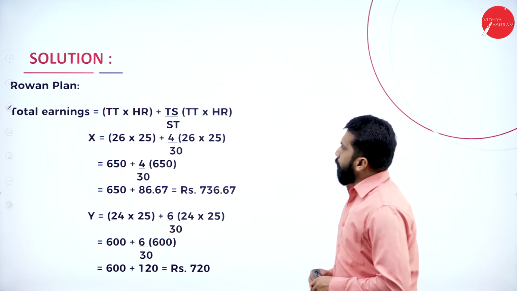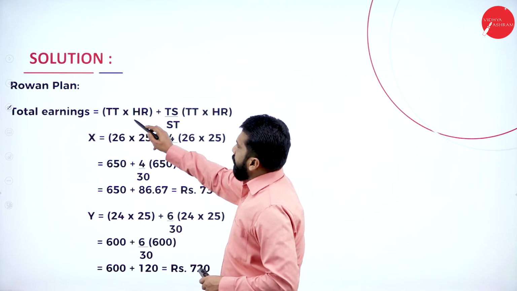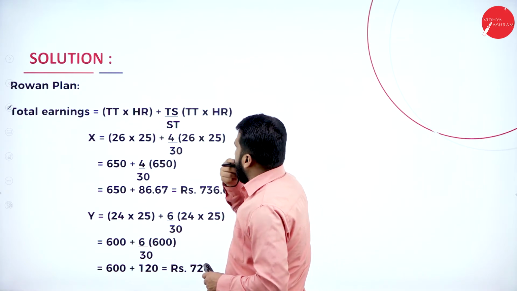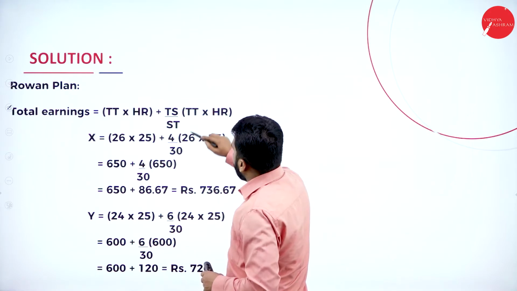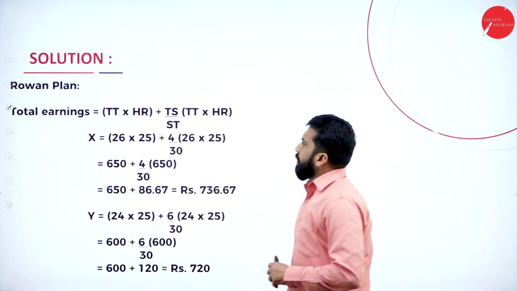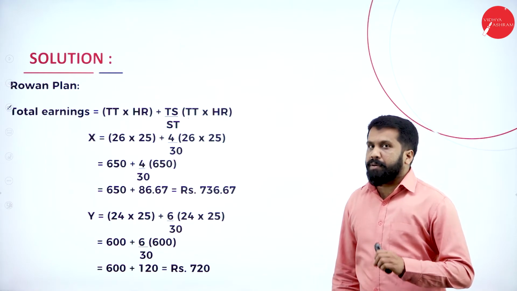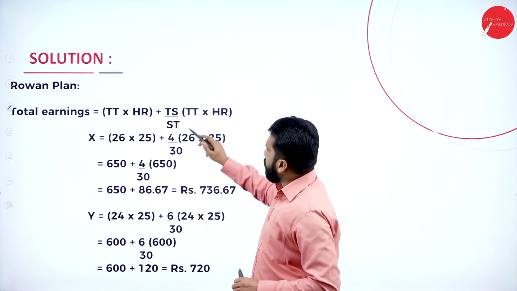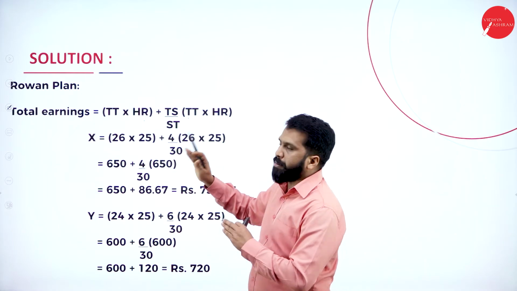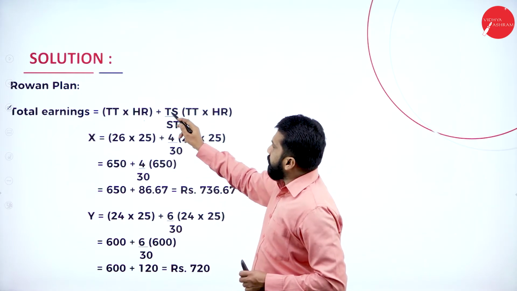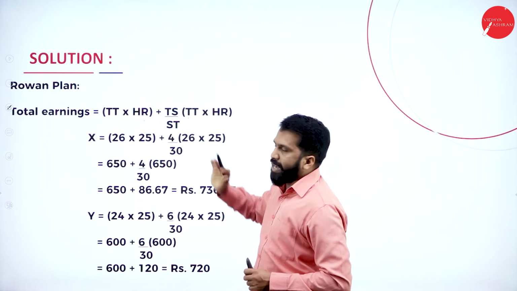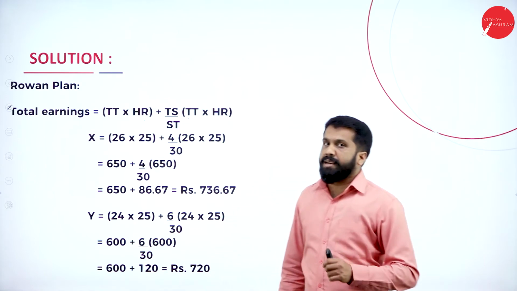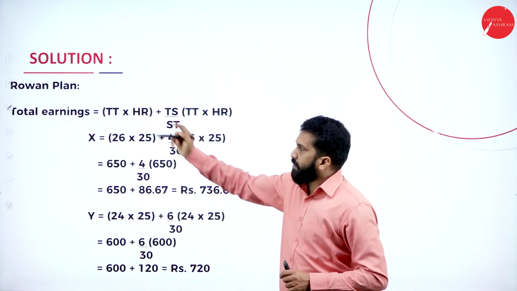Now, what is the formula? Time taken into rate per hour or hourly rate, plus time saved divided by standard time multiplied with time taken into hourly rate. How to remember? Simple. Time taken into hourly rate, same, both are same. Time saved, make it ulta, standard time. TS, ST. It is easy. Yes, but you have to remember the symbol.